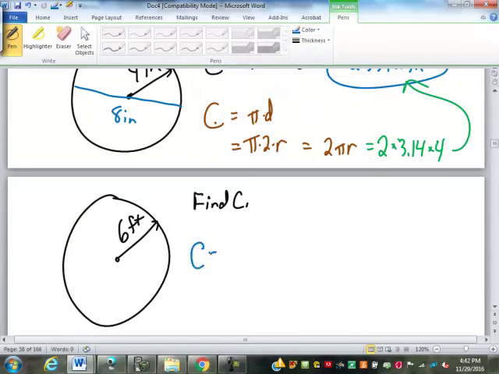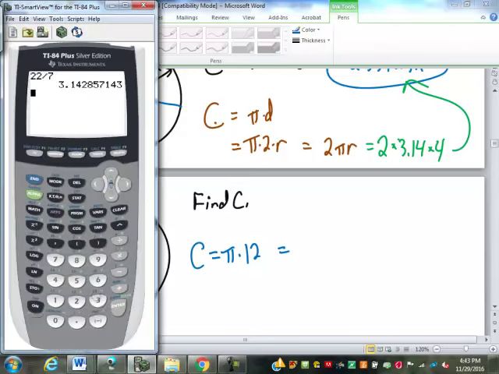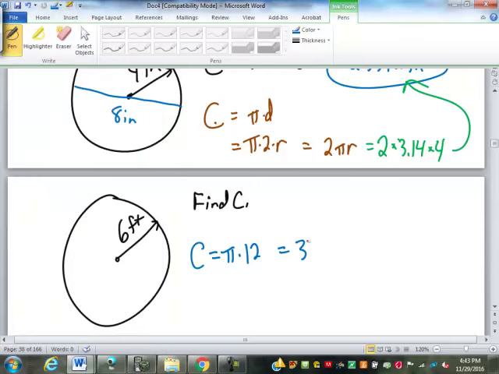So the circumference is going to be what? Pi times 12, or 2 times pi times 12. And that comes out to be 3.14 times 12, 37.68 feet. How many of you came up with that? Okay.